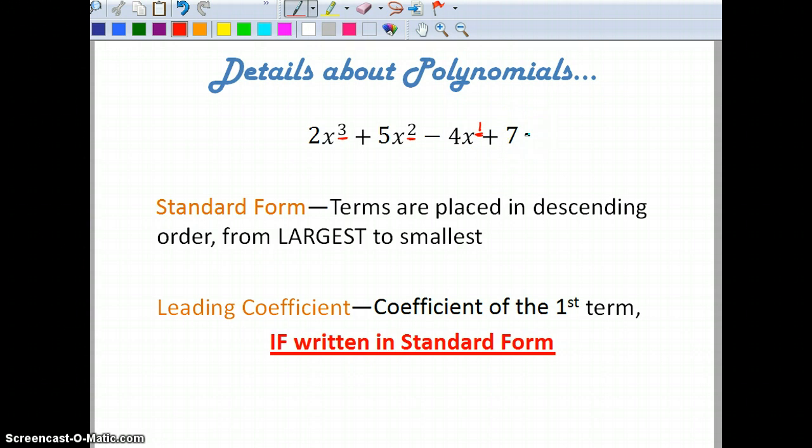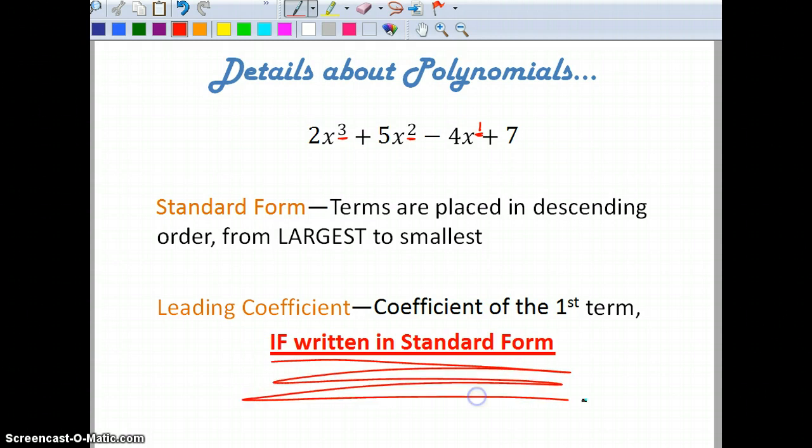Now when these are written in standard form, the leading coefficient is the coefficient of the first term. But make sure that it's written in standard form. It's not just the first coefficient. It's the first coefficient when it's written in standard form. So this leading coefficient would be 2.